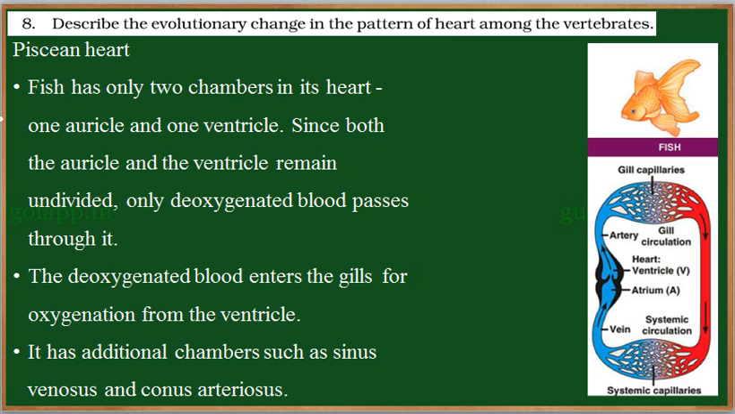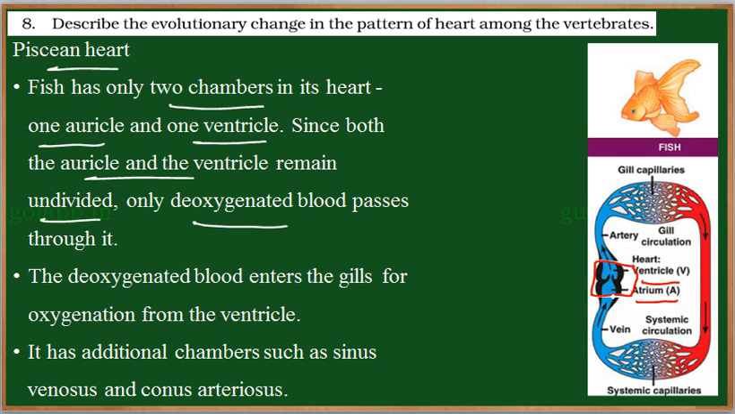So let's consider the heart of a fish. Fish has only 2 chambers, that is auricle and ventricle. So here we can see auricle is also represented by atrium and ventricle. So it has got 1 atrium at the lower side and 1 ventricle at the upper side. And these 2 chambers remain undivided. Now the speciality of the fish heart is that the heart receives and pumps only deoxygenated blood. The atrium receives deoxygenated blood and this is pumped into the ventricle. So it receives and pumps deoxygenated blood.